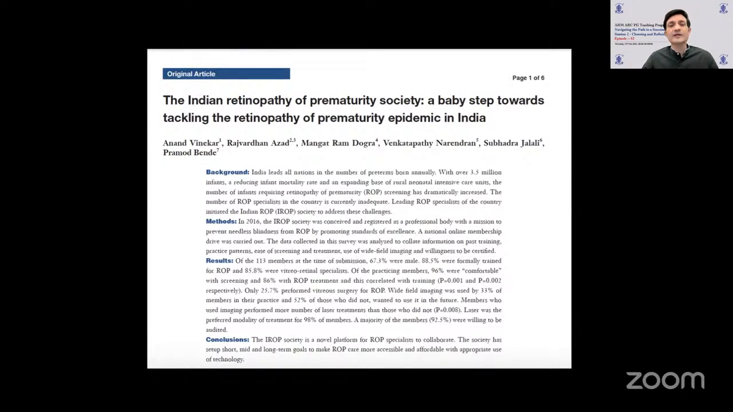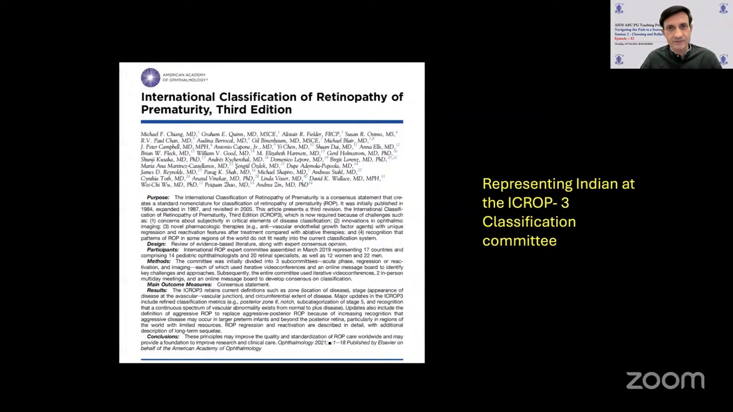But a society is only a society until you actually bring out research from the society. And today we have 6 publications from the society. But this is the very first one that set the tone on what we want to achieve as a society.